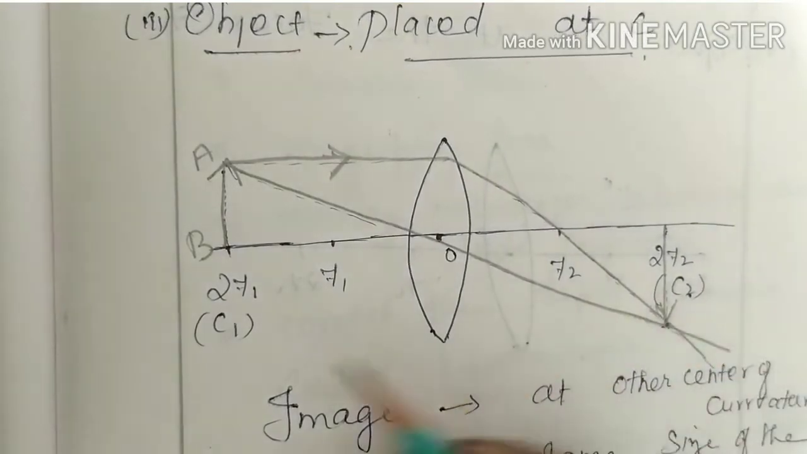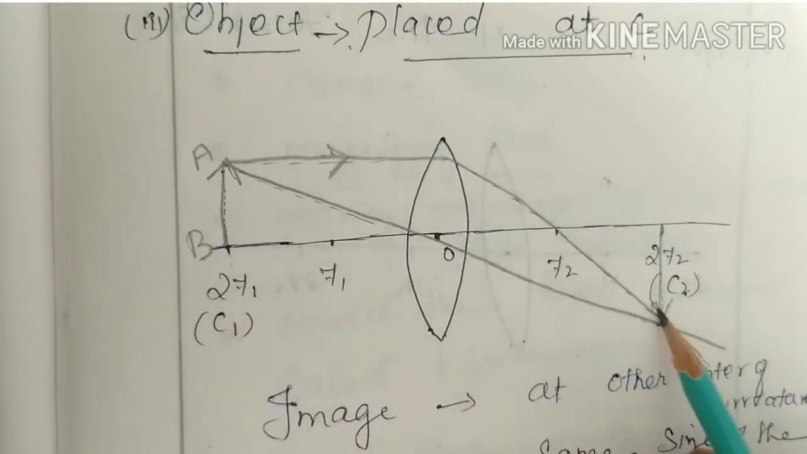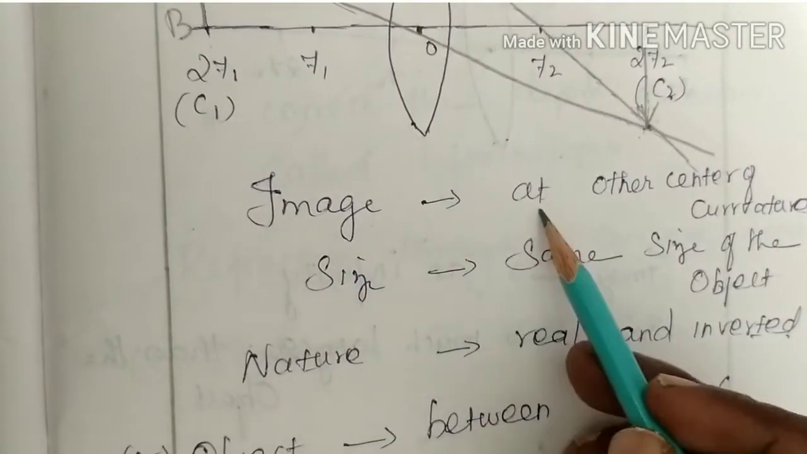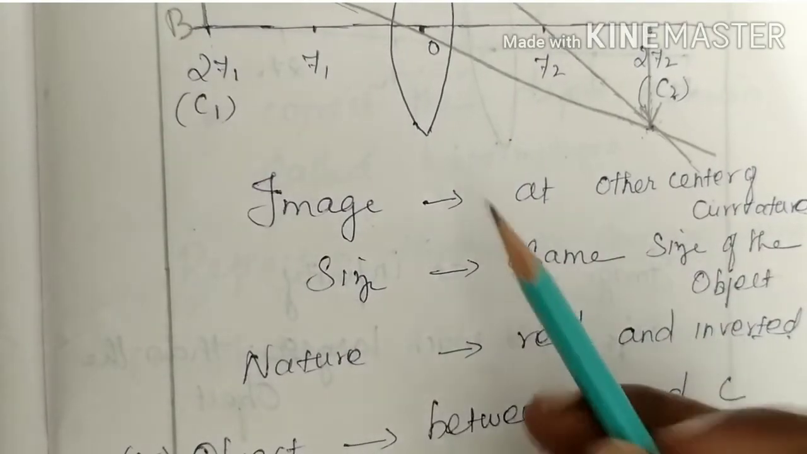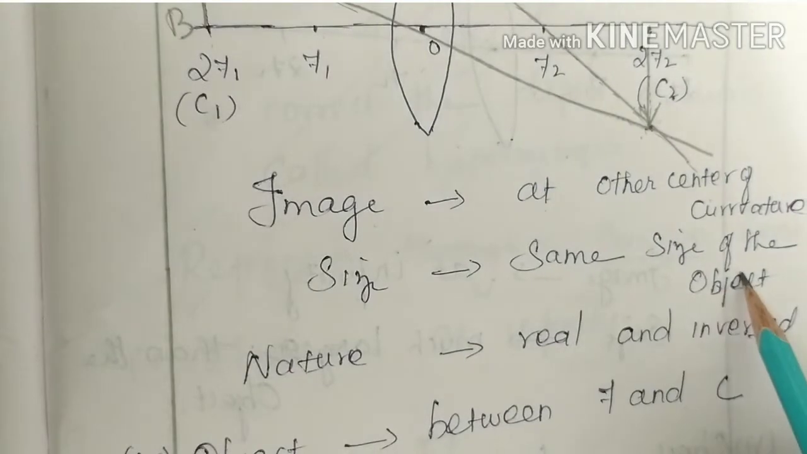So object position is at the center of curvature means the image position is also on the other side of the center of curvature. Listen here. The image is formed at the center of curvature. What about the size of the image? Same size. Comparing with the object, it is almost the same size as the object.